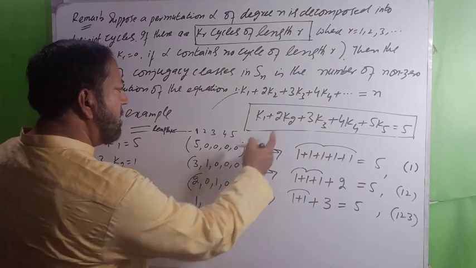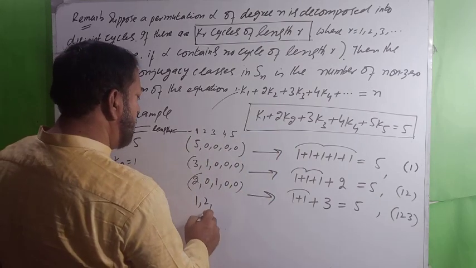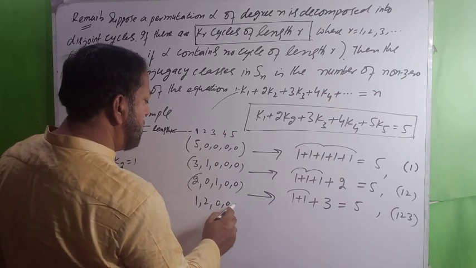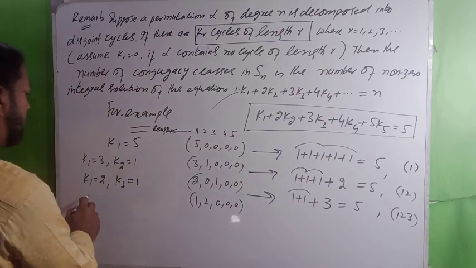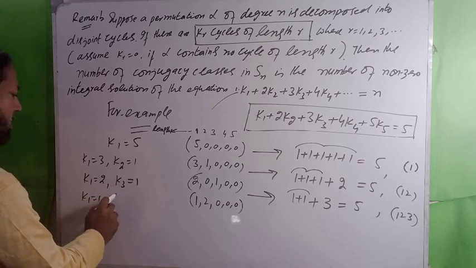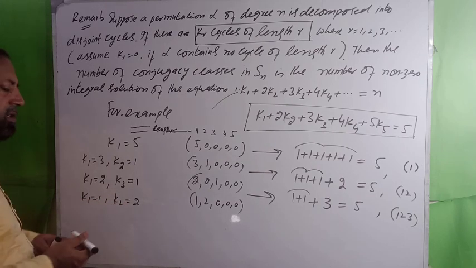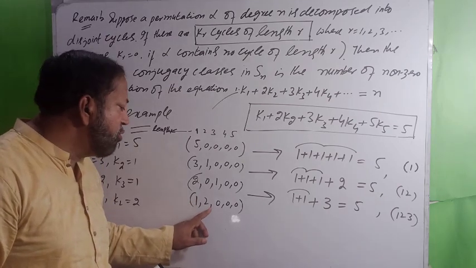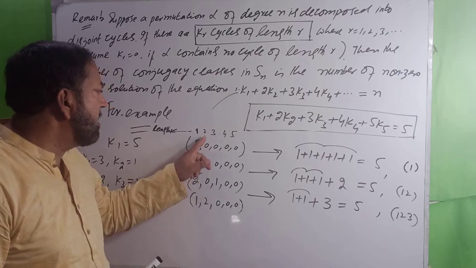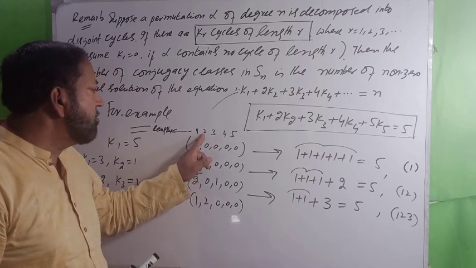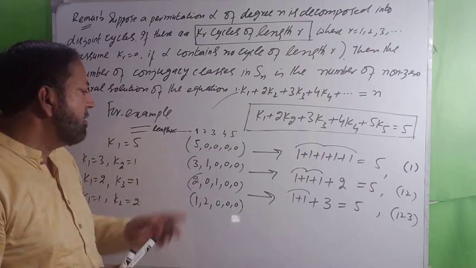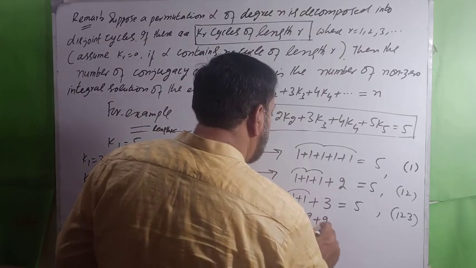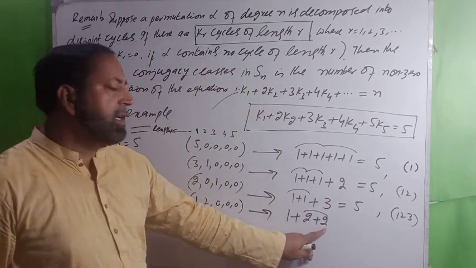So 1, and there are 2, 2 and 2, 4 plus 1, 5. Then 0, 0, 0. Yes, you can take k1 is equal to 1 and k2 is equal to 2. This means that you can have 1 cycle of length 1 and 2 cycles of length 2. So what does it mean? This is 1 plus 2 plus 2, 2 cycles of length 2, 1 cycle of length 1.